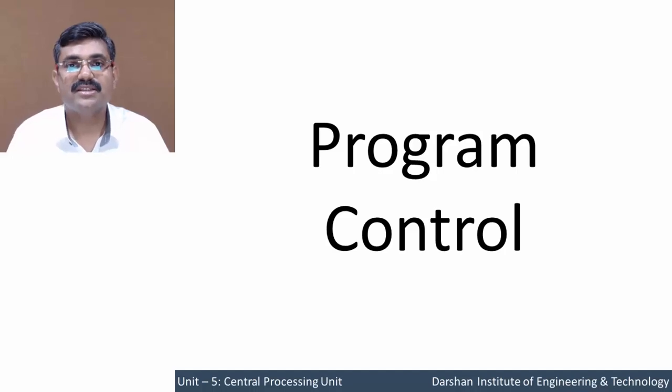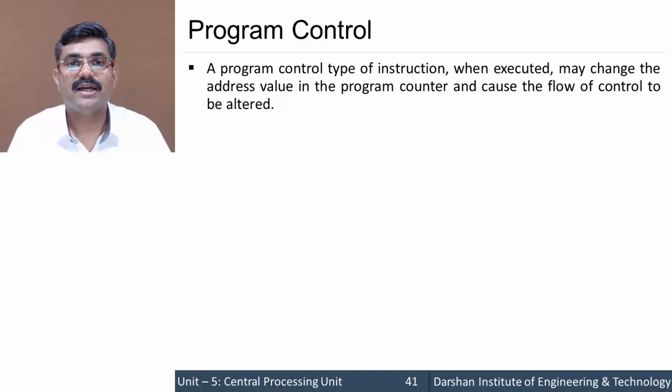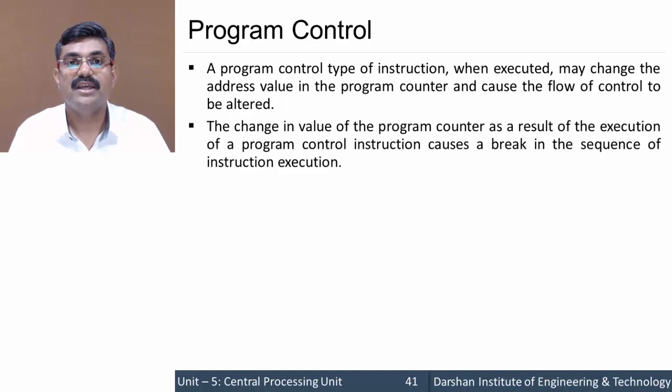Hello everyone. In this session we'll discuss program control. Program control instructions are the instructions which alter the sequence of the program's execution. That means they change the value of the program counter, due to which the execution of the program changes. The value in the program counter changes, which results in a change in the flow of execution of the program. So the sequence of execution of the instructions changes.